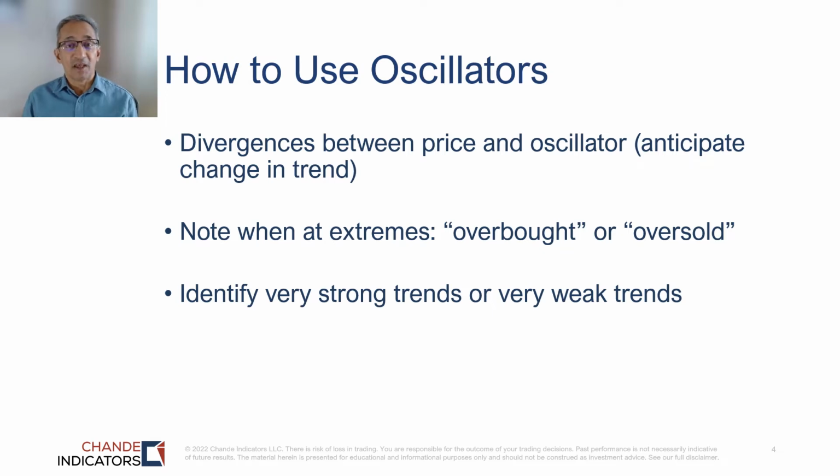Simply speaking, just because the oscillator has reached an extreme, that doesn't mean that the market must now automatically and instantly reverse. In a trending market, the oscillator could remain overbought or oversold for a long period of time.